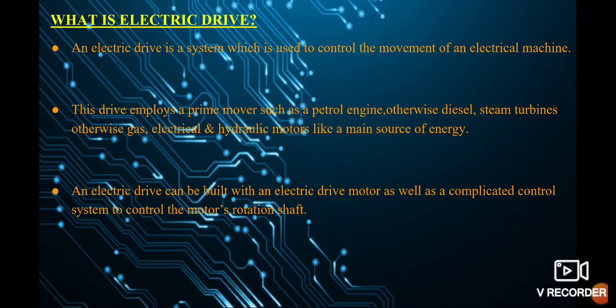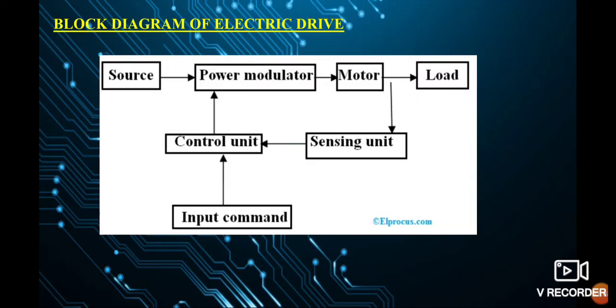So what is basically an electric drive? An electric drive is basically a system which is used to control the movement of an electrical machine. This drive employs a prime mover such as a petrol engine, diesel, steam turbines, gas turbines, and hydroelectric motors as the main source of energy. An electric drive can also be built with an electric drive motor as well as a complicated control system to control the motor's rotating shaft.